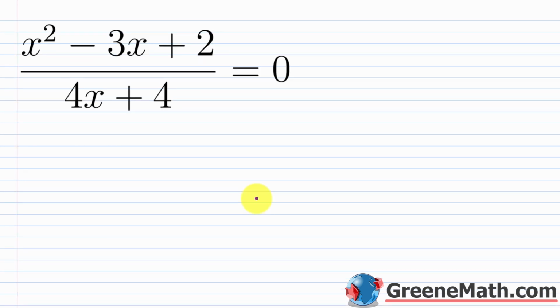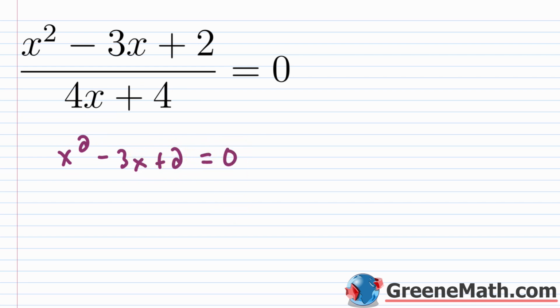All right, the next thing we want to do is find the intercepts. So if we want to find the x-intercepts, you take your x squared minus 3x plus 2 over 4x plus 4, set that equal to 0, and solve. So once again, we know that this would be 0 if the numerator is 0 and the denominator is not 0. So just take your numerator, x squared minus 3x plus 2. Set that equal to 0.